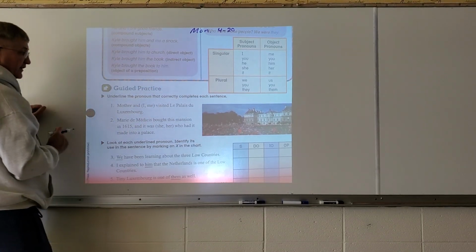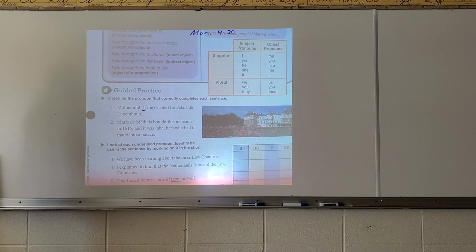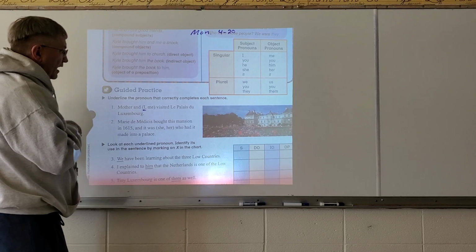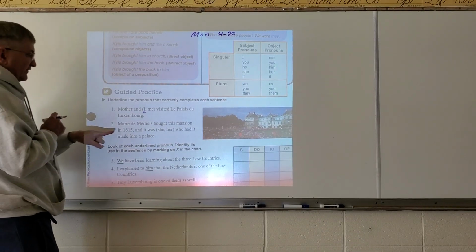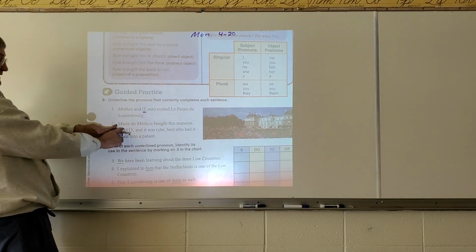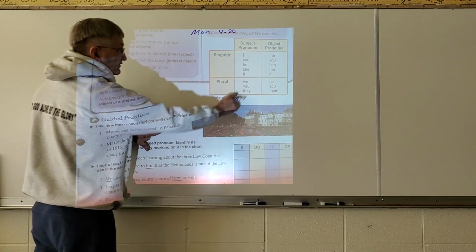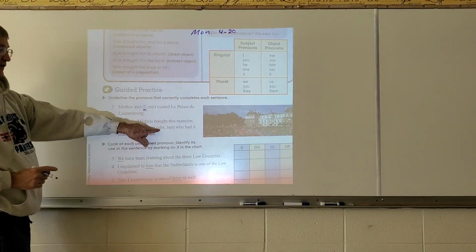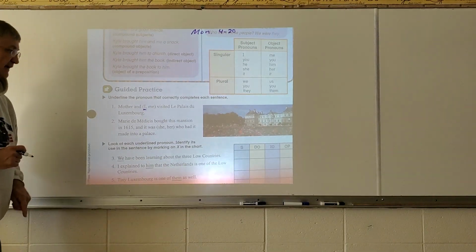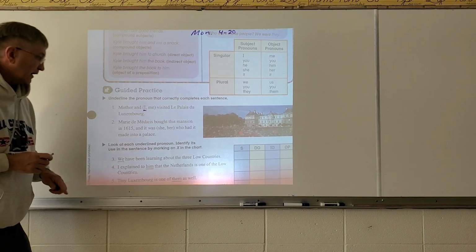Mother and, okay, subject. So we're in the subject singular. "Maria de Medici bought this mansion in 1615, and it was she who had it made into a palace." We're reflecting back to Maria, so we're looking at the subject relationship, subject being she. It's not going to be an object because it's still part of the subject.